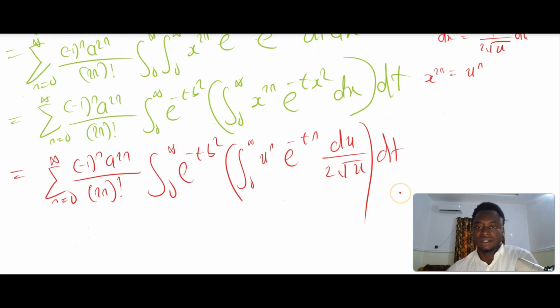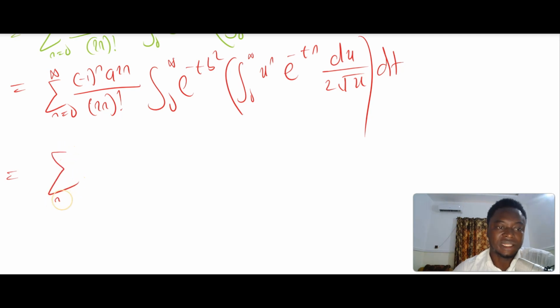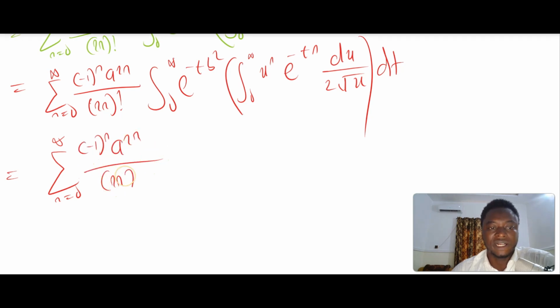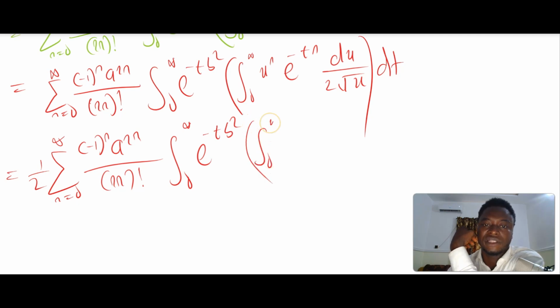So I think this is some progress. Essentially you have the sum as n runs from 0 to infinity of negative 1 to the n, a to the 2n divided by 2n factorial. Over here you have the integral from 0 to infinity of e to the negative t b squared. And then let's just factor out the half, so you have a half times the integral from 0 to infinity of u to the n minus 1 over 2, e to the negative t u, right?